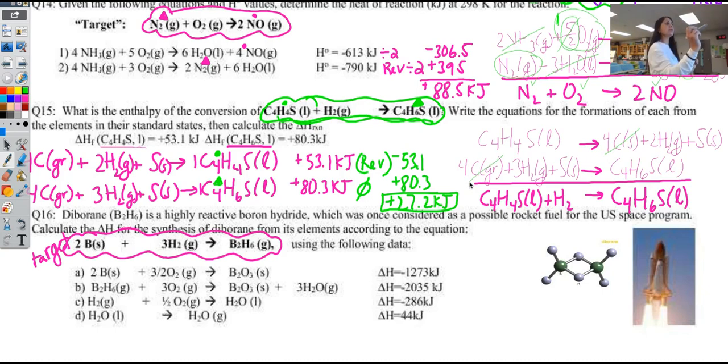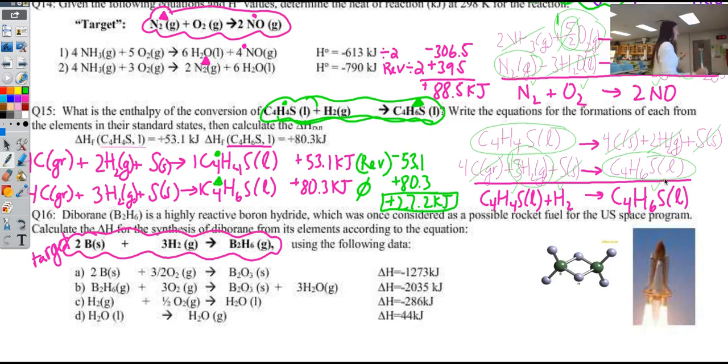I also see my sulfur solid on either side, cross those off. And then I see 3H2 and 2H2 on the other side. Well, that means that 2 of them will cancel out. So let's cross 2 of them out. Well, what that means is I'm actually left with 1. 3 minus 2 is going to give me 1. Perfect, because again, I see that I'm left with the C4H6S, which checks right there. I'm left with 1 hydrogen, which checks right there. And I'm left with the C4H6S, which checks right there.